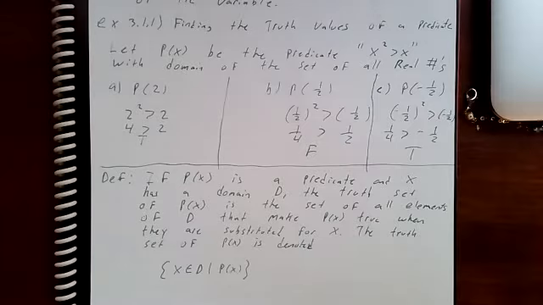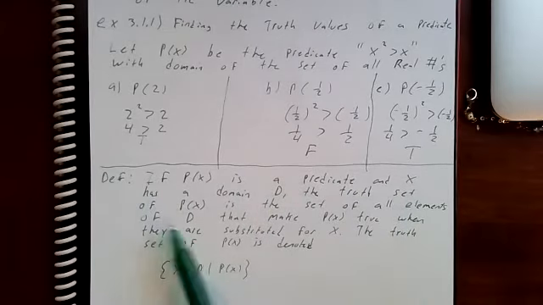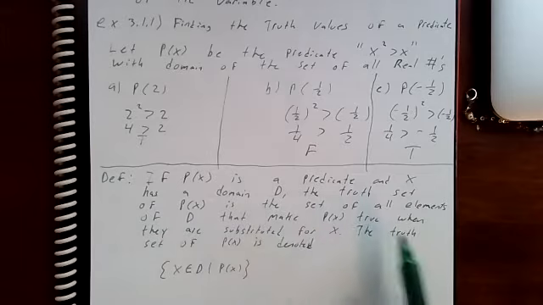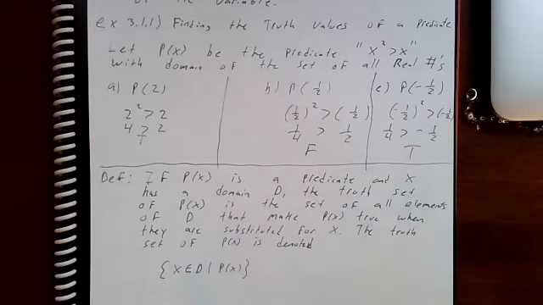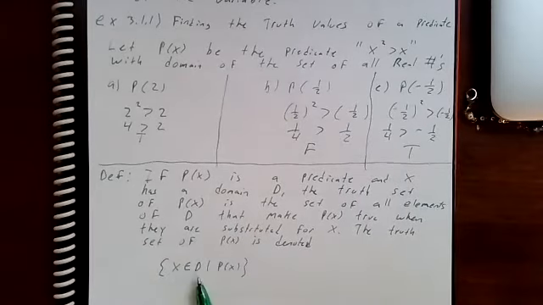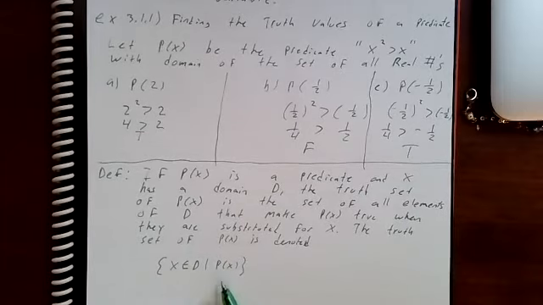Basically, you can find a collection of values that makes your predicate into a true statement. Where is this truth set located? So if P of X is a predicate and X has a domain of D, the truth set of P of X is the set of all elements of D that make P of X true when they are substituted for X. The truth set of P of X is denoted as this: all the X's in the domain such that P of X. Let's just do an example so you can see what I'm talking about.